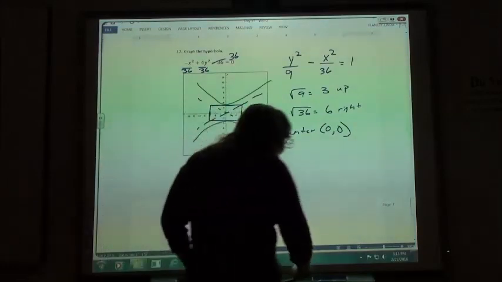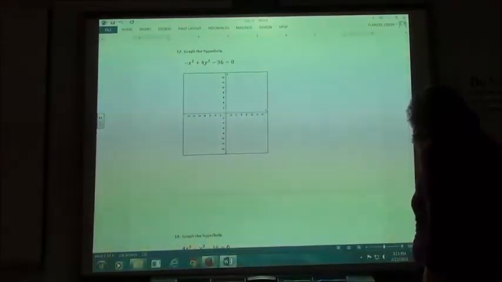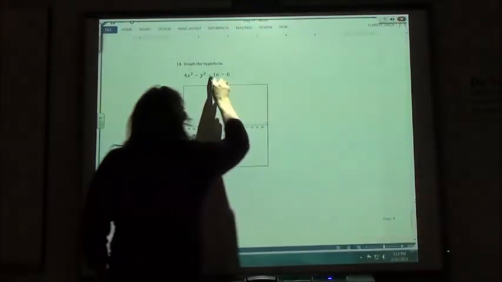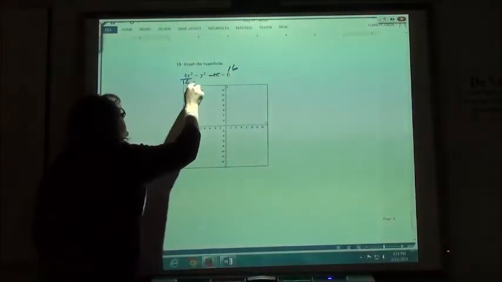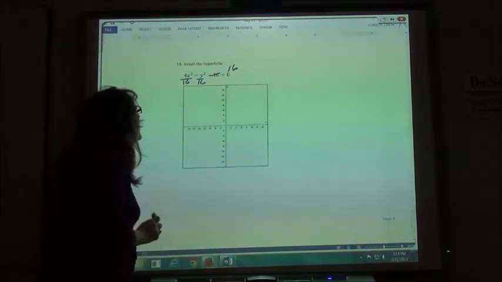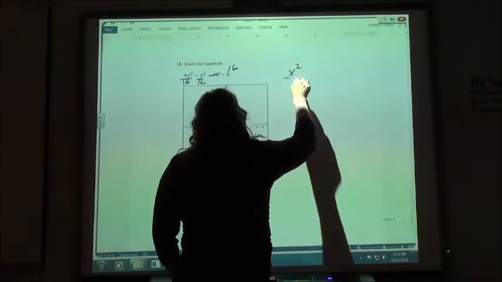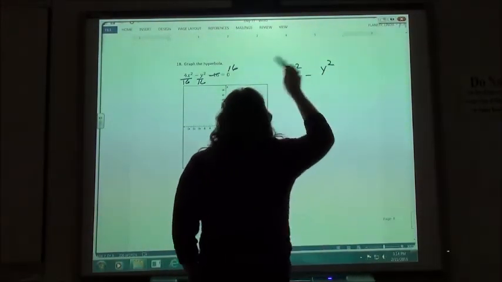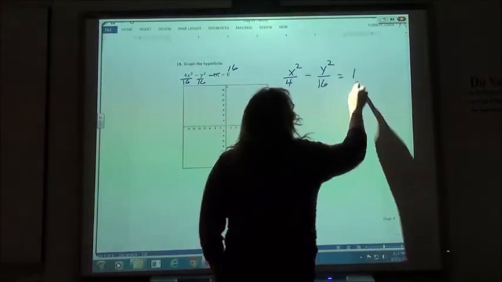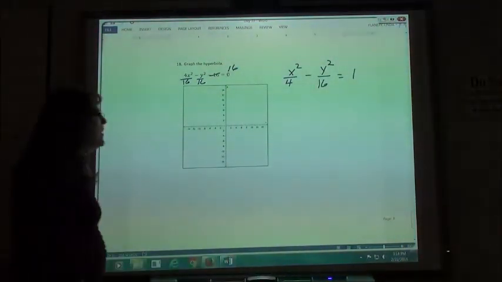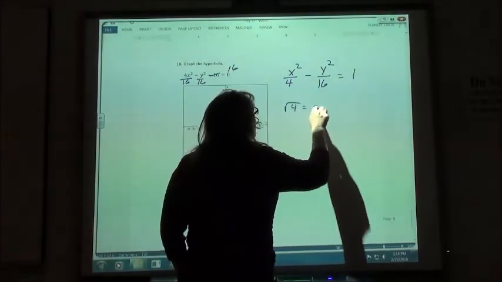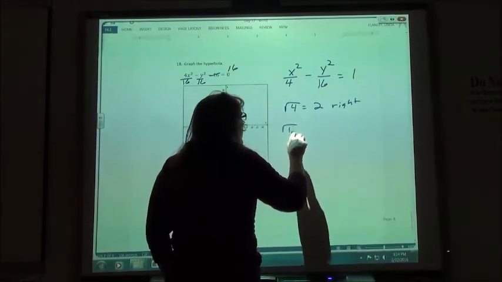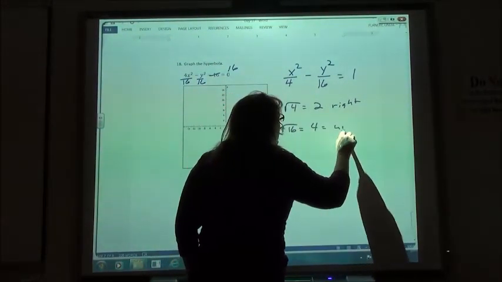One last one on this page, number 18. Again, we are going to do a hyperbola which is centered around the origin. I'm going to move my 16 over and divide by 16. This time my x squared is positive. So I'm going to have x squared over 16 divided by 4 is 4, minus y squared over 16 divided by 1 is still 16, equals 1. So I'm going to have the square root of 4, which is 2, which is going to go right and left first, and the square root of 16, which is 4, that's going to be my up or down.